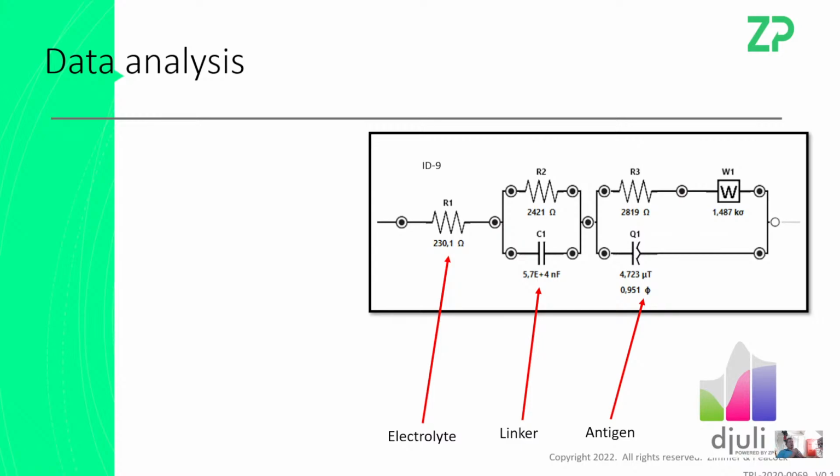So, you know, the simplest thing is it's not working. I understand that. You could try fixing it by saying, all right, change your supplier of screen printed electrodes.